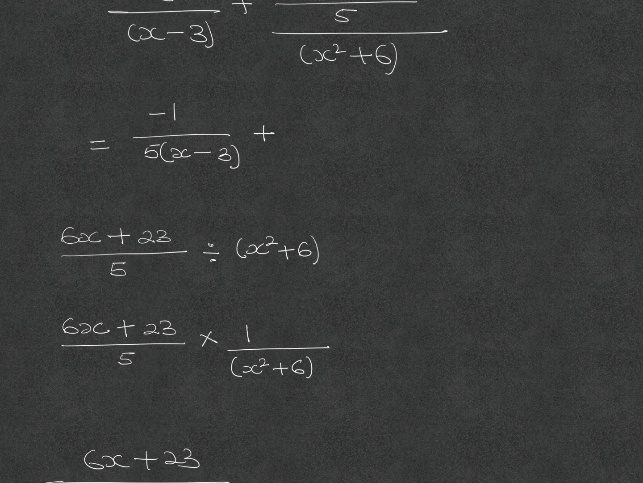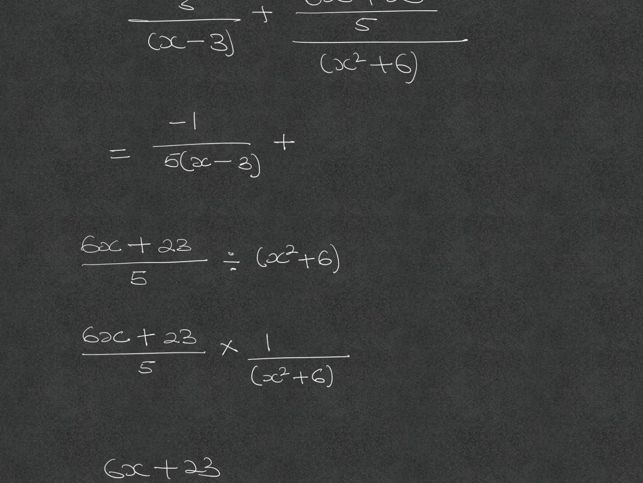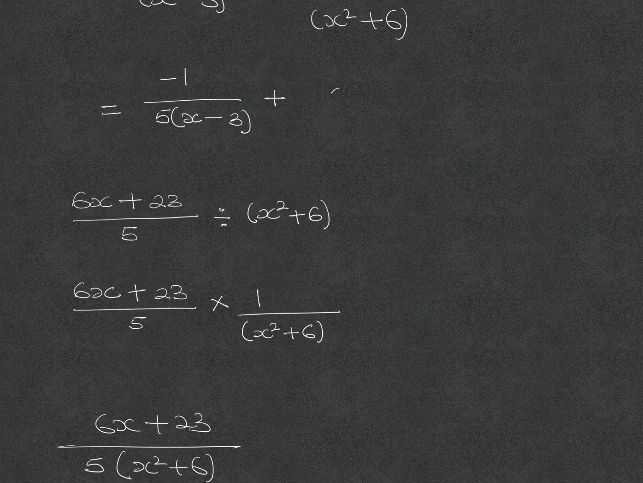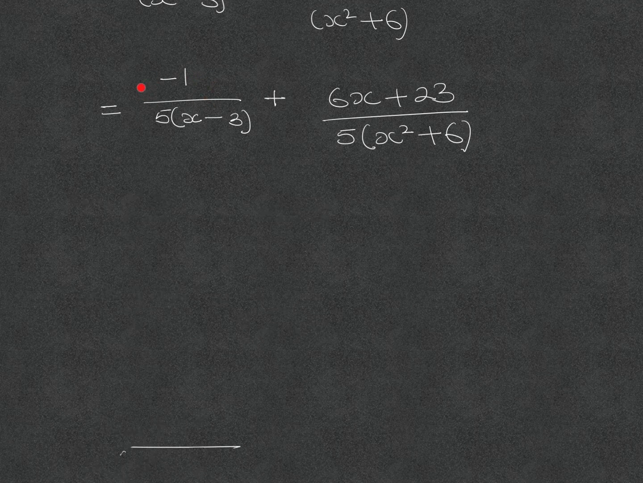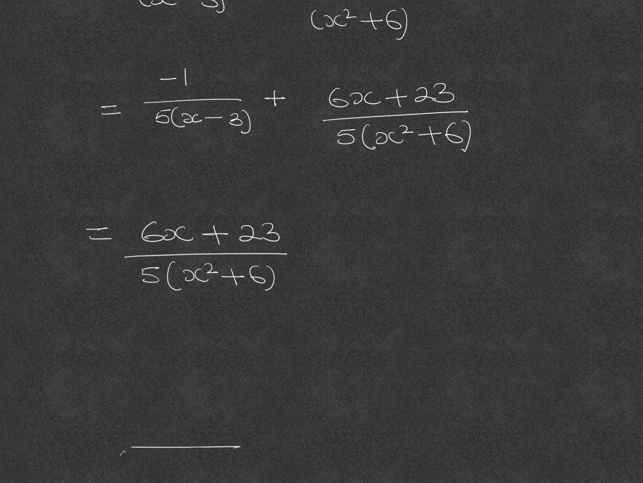So that is what we can write. Okay, we'll have 6x plus 23 all over 5 into x squared plus 6. Because we have a negative here, if we want, we can write this first and the negative will be in between. So that is 6x plus 23 all over 5 into x squared plus 6 minus 1 all over 5 into x minus 3.